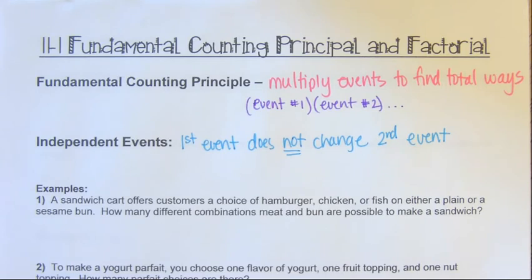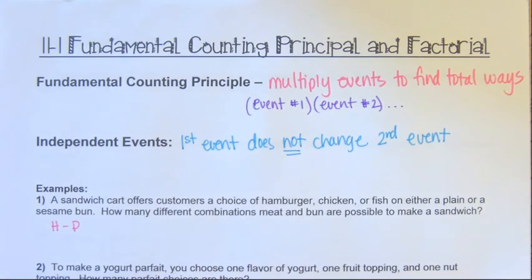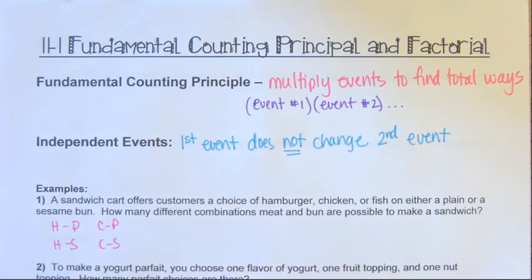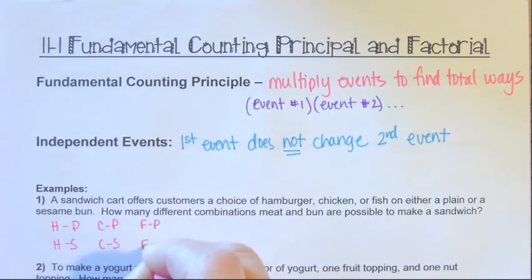So the first one has a sandwich cart, with hamburger, chicken, or fish, so there's 3 different types of meat, and then you could either pick a plain or a sesame bun. Now I'm going to write all these out so you can see what this looks like. You could have a hamburger on a plain bun, a hamburger on a sesame bun, or chicken on plain, chicken on sesame, or fish on plain, or fish on sesame. So you see that we have 6 options.